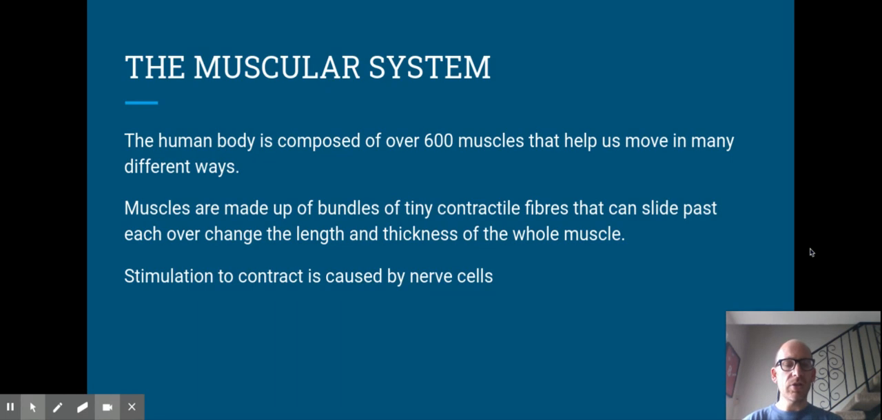Okay, the stimulation of that contraction is caused by nerve cells. Skeletal muscles are voluntary. It's controlled by our thoughts in the brain. Our thoughts tell us when we want to move our arm, we send a message from our head. That nerve signal causes stimulation of the muscle, causes contraction, and thus movement.